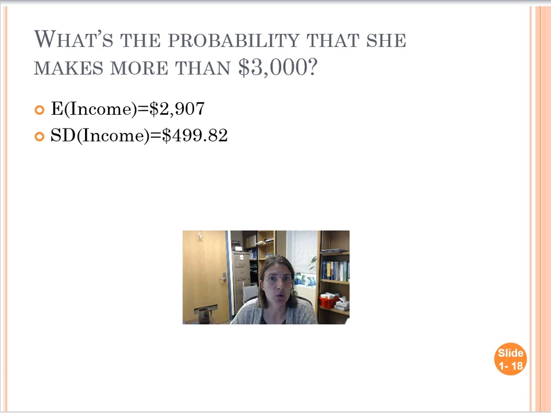So that's how you work through using the expected value and standard deviations to generate probabilities and applying the normal model to those random variables. In the next video, I'm just going to do a few more problems so you can see it in action.